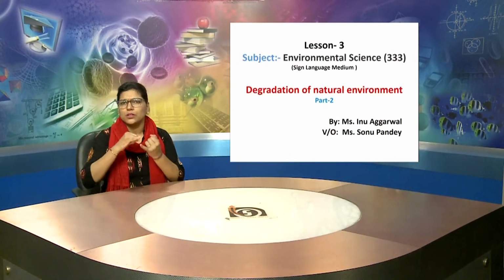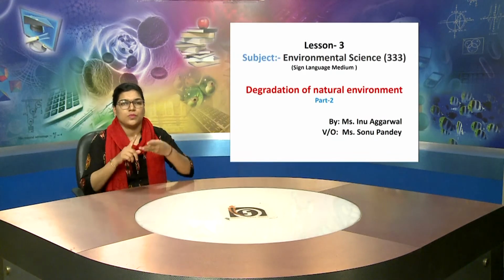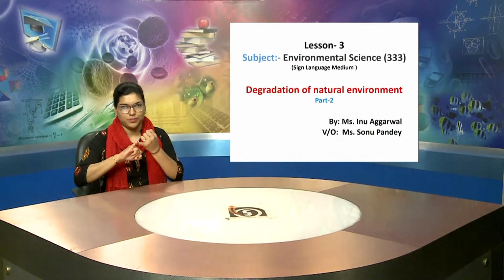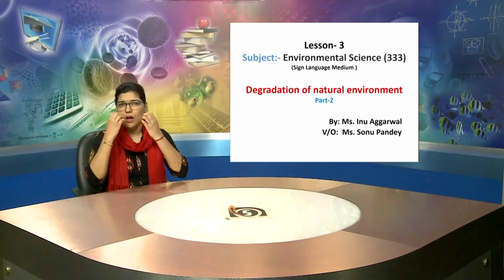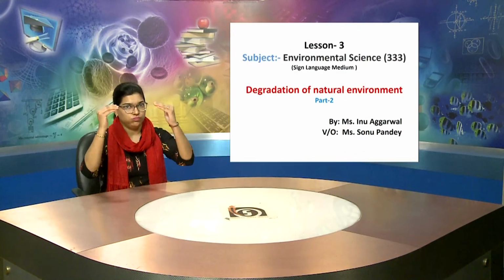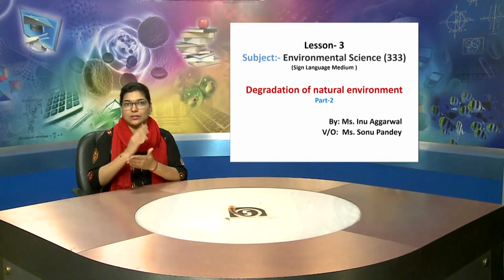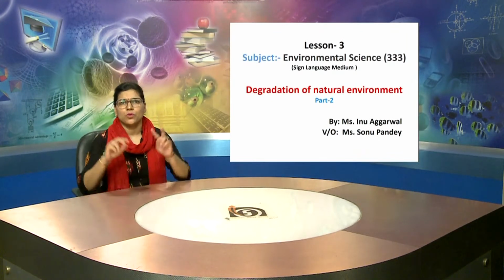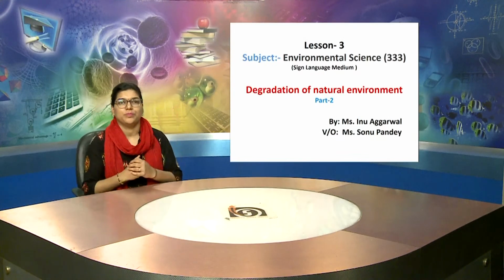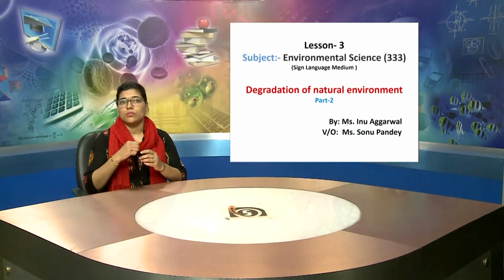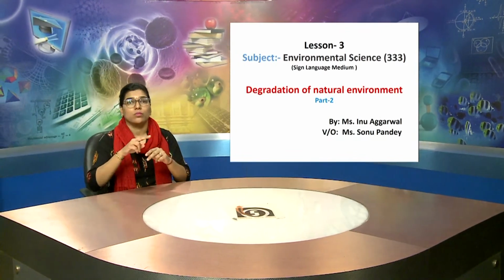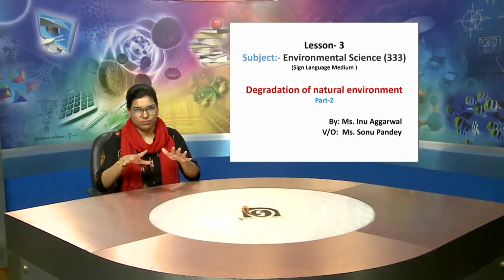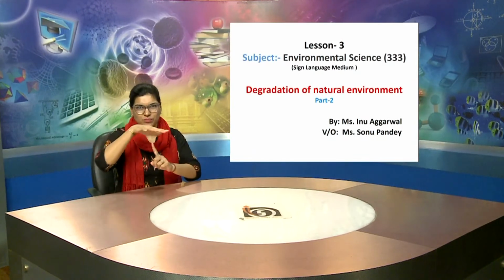This is a NIOS educational video. Today we are going to learn the EVS subject. The code for this subject is 333 and this video is for the senior secondary level. We are doing lesson 3, and the name of the lesson is on the screen as well. It is degradation of the natural environment.